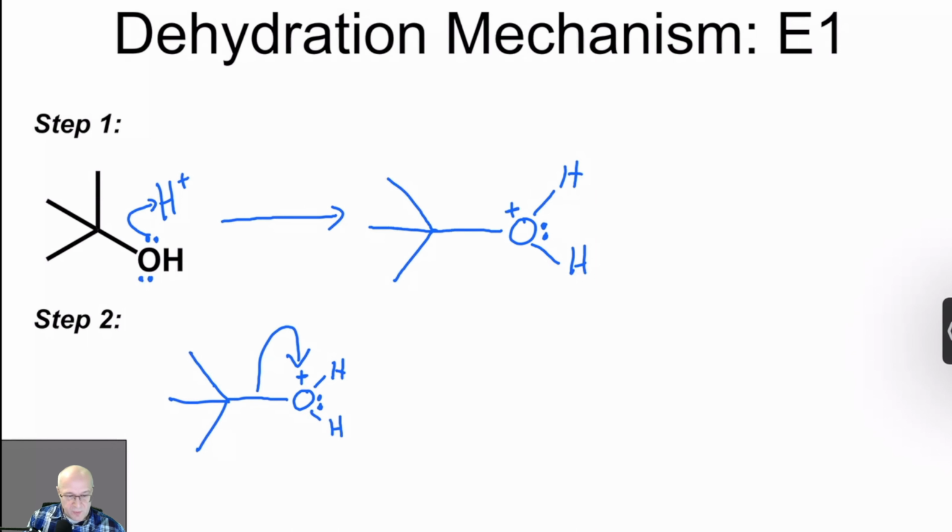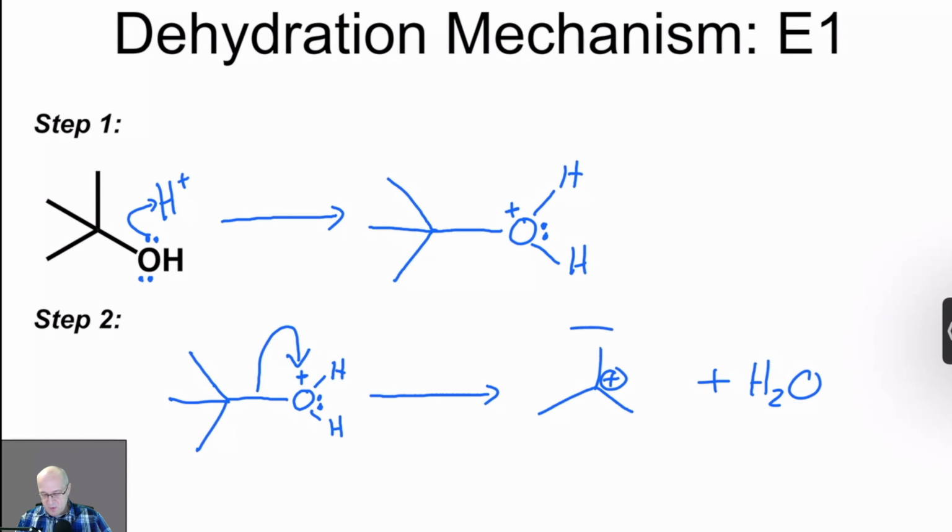And now the leaving group leaves. This should remind you of something. This is very similar to an E1 SN1 reaction. Leaving group leaves. Now this is different. This step up here, the protonation step, is new, but this is just an E1 SN1 type reaction. The leaving group is leaving to form the carbocation and water.